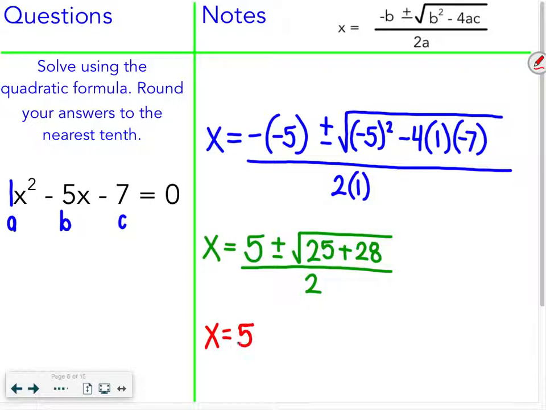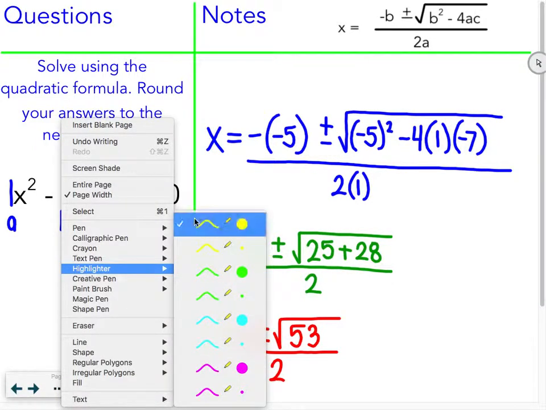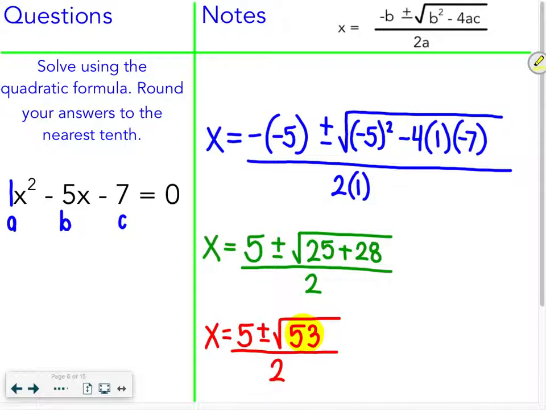So I have 5 plus and minus the square root of 25 plus 28 is 53, divided by 2. Now here is how you get your solutions. Now notice here that we have a 53 as our discriminant. Remember, b squared minus 4ac is what is underneath your square root. So this 53 means that we are going to have 2 solutions. Here is how you find those 2 solutions.